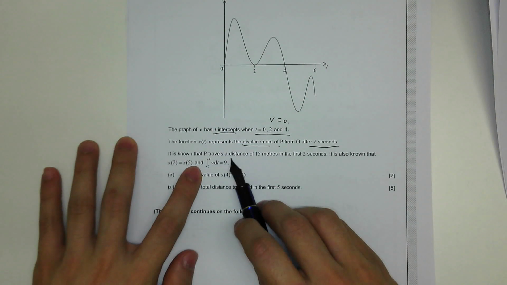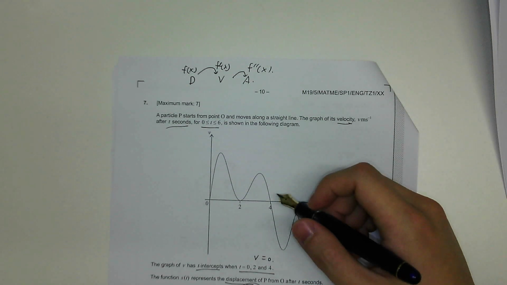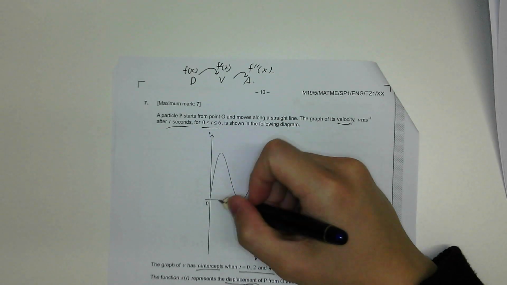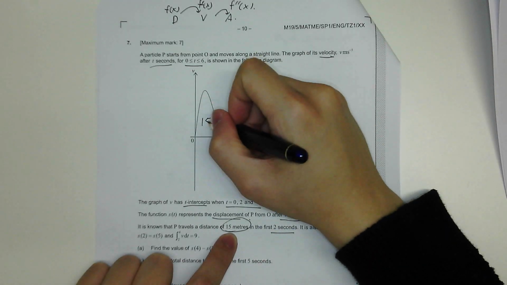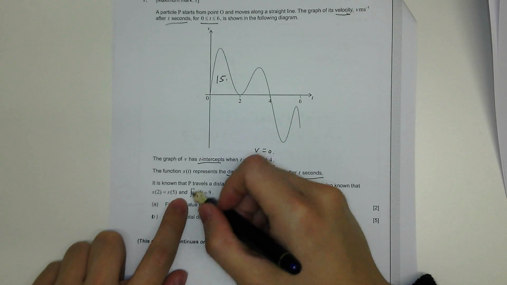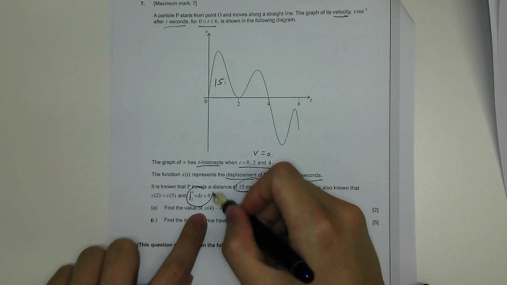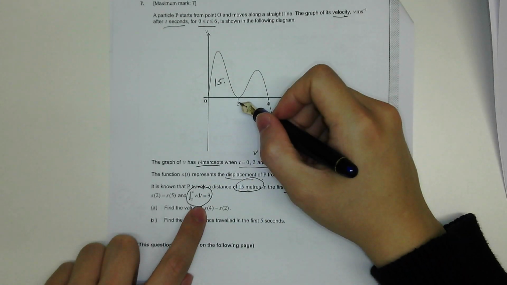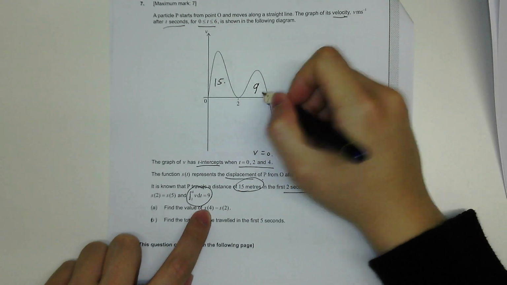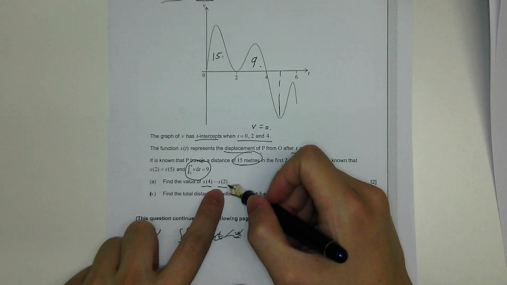It's known that P travels a distance of 15 meters in the first 2 seconds. So distance is the area below the curve of the graph of velocity against time. So that means this area from 0 to 2 is 15 meters. It's known that S2 equals S5, and the integral from 2 to 4 of v dt equals 9. So this means the area between 2 and 4 under the curve of v against t equals 9. Part A, find the value of S4 minus S2.